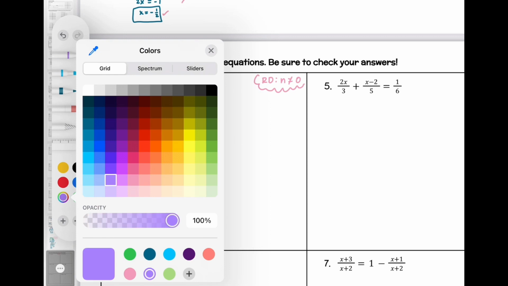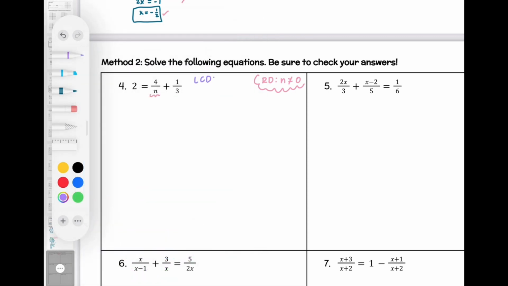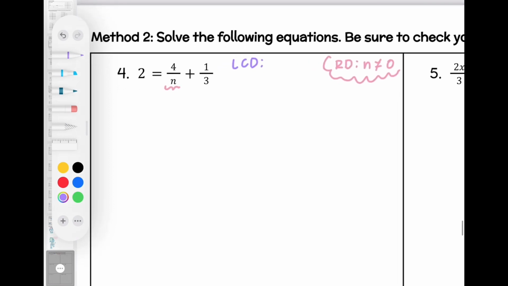All right, so now for our least common denominator, so our LCD. So we have the denominator of n, and we have the denominator of 3. This one just has a denominator of 1. So if we multiply those together, 3 times n times 1 would just give us 3n. So 3n would be our least common denominator. So what we want to do with that least common denominator is multiply every fraction by 3n. So we're going to multiply by 3n to all of these fractions.